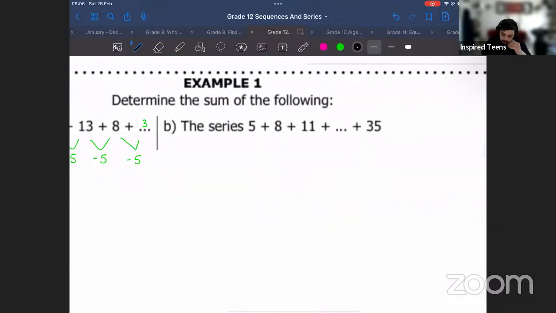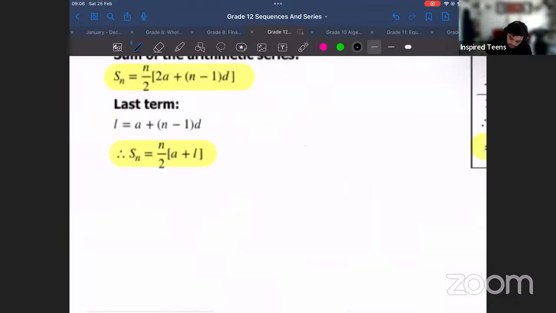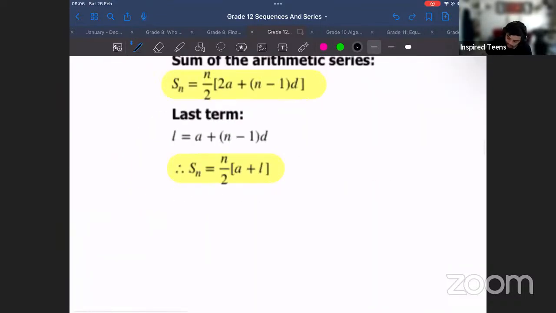Okay, so they want us to determine the sum of the following series. We don't have to do this example, but the difference is 3. The difference is 3. Here we have the last term, so we'll do it because we can make use of that last term formula. Here we can see it is arithmetic, firstly, because of the constant first difference. Let's make use of that last formula: Sn is equal to n over 2, open brackets, a plus l.